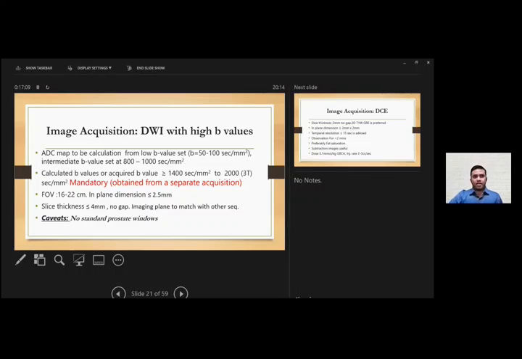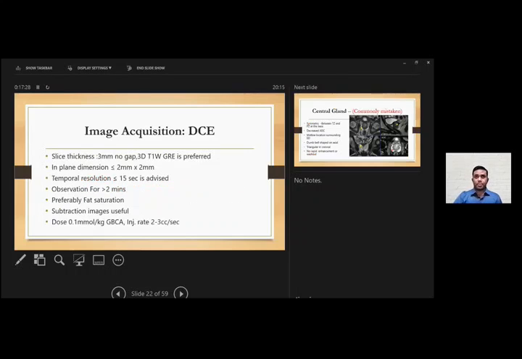Another caveat when it comes to DWI imaging is that there are no standard prostate windows. Anyone who has reported prostate MRI would know the wide variation of window settings that we play around with while looking at DWI images. So the recommendation is that we have an internal standard where we see hyperintense lesions and correlate with histopathology, and then consider that hyperintensity on DWI as the control for a malignancy.